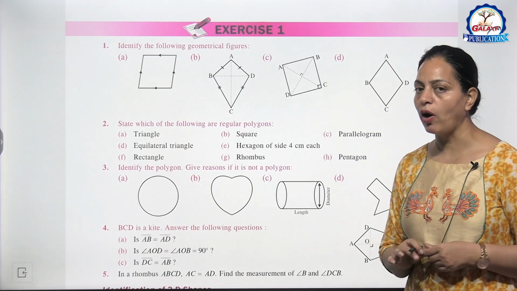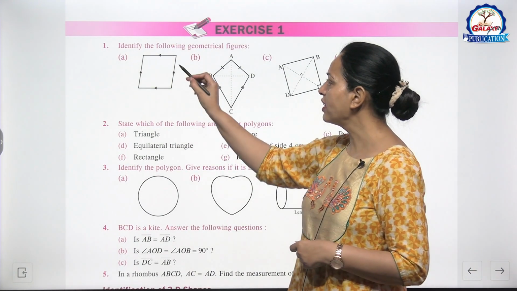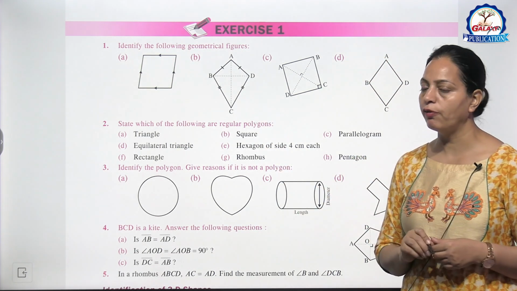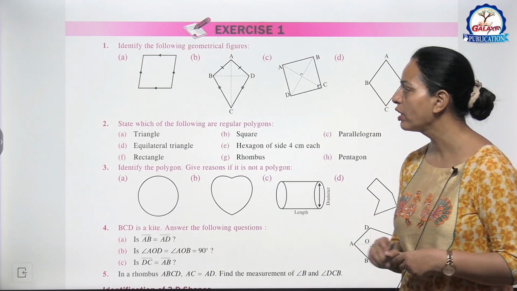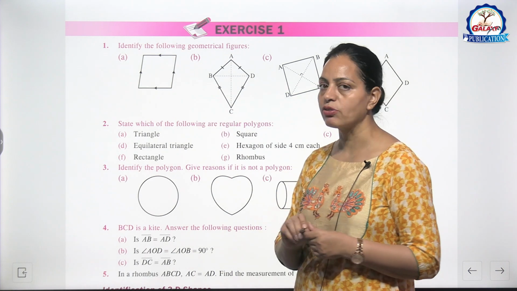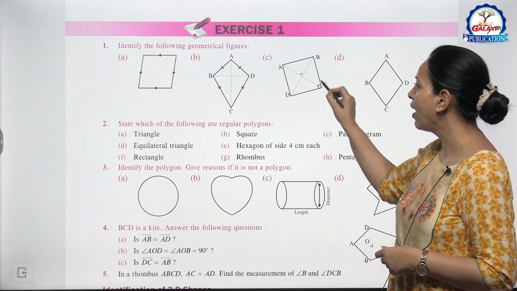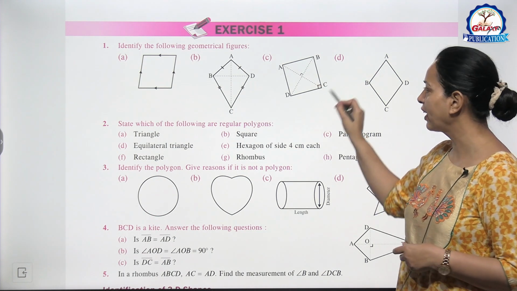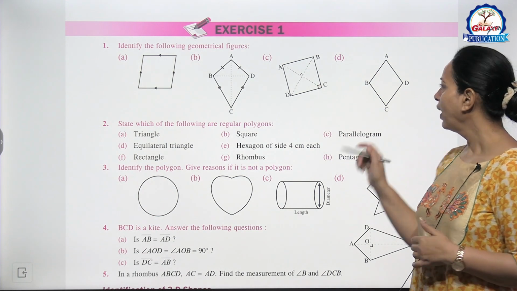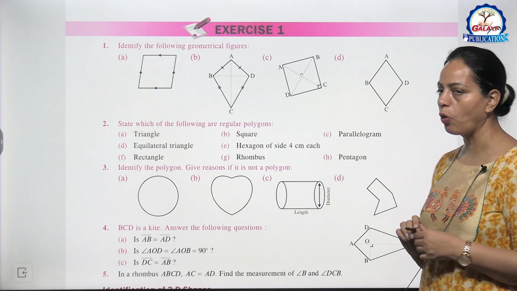Now exercise 1, question number 1, identify the following geometrical figures. So you just find it out, like A part, this is rhombus, B kite, C part, this is a square, each angle is 90 degrees, right? And D part, this is a rhombus.